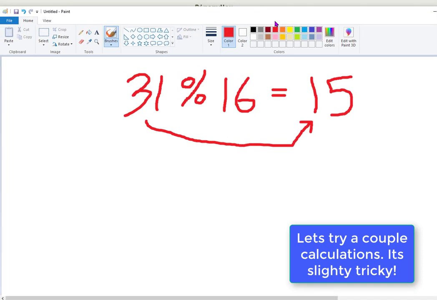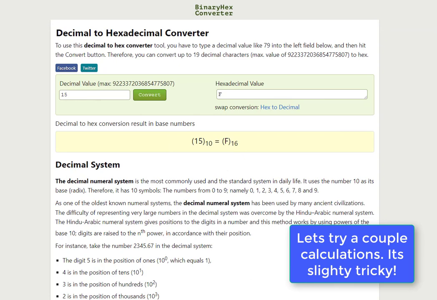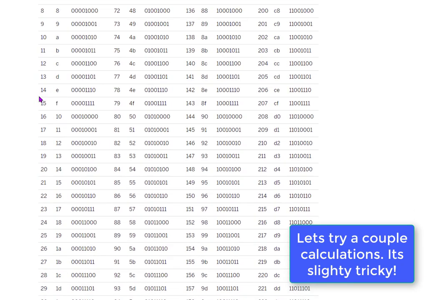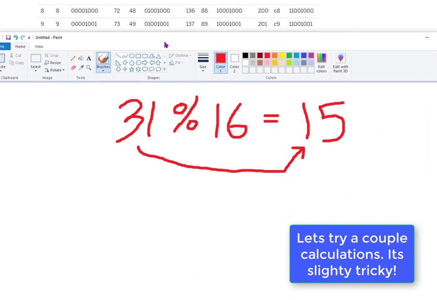So 31 converted to hexadecimal is 15, but remember, some numbers were replaced with alphanumeric values. So let's go to our chart, and we're going to find 15 isn't stated as 15. 15 is one of those that was replaced. It was replaced with F. So our hexadecimal value equals F. That's pretty savvy, if you ask me. I'm impressed that they came up with this.